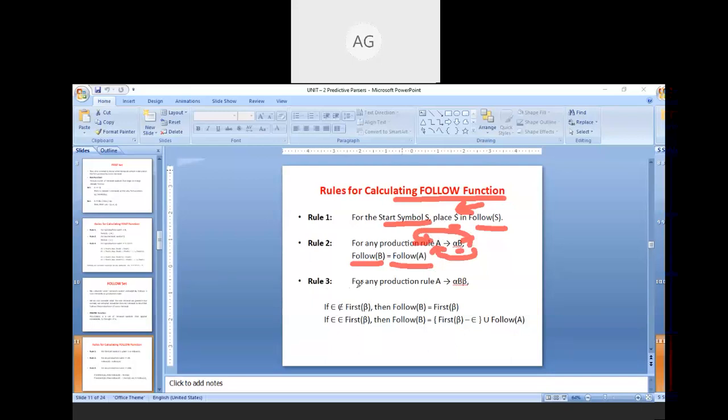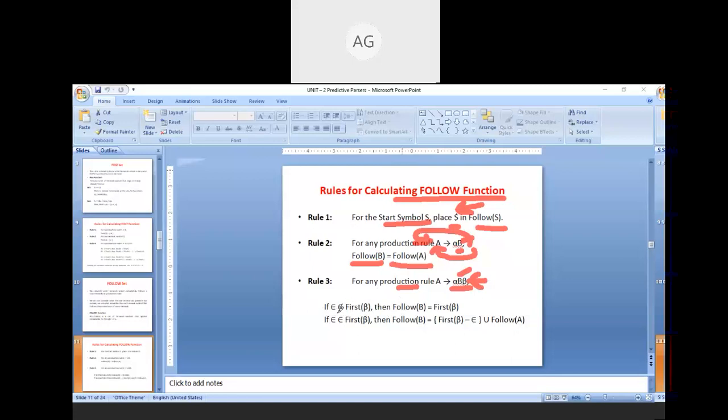And the rule number 3: for any production rule A produces alpha B beta. Here you can see there is a non-terminal B, and after that there are some other symbols, beta. But in rule number 2, after B there is no symbol, so it will take all the symbols of A which produces it. But here after B there are symbols, beta, which are any combinations of terminals and non-terminals. So these are some other factors related to this rule.